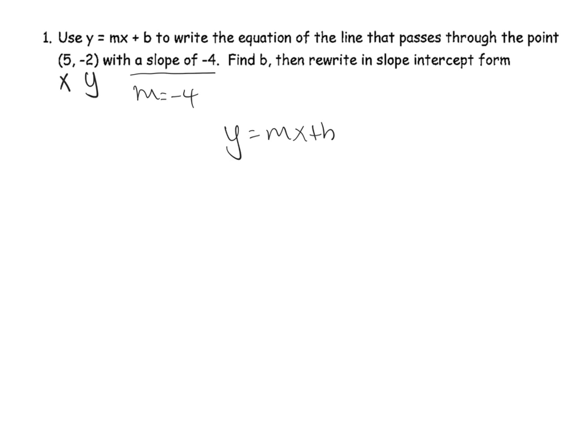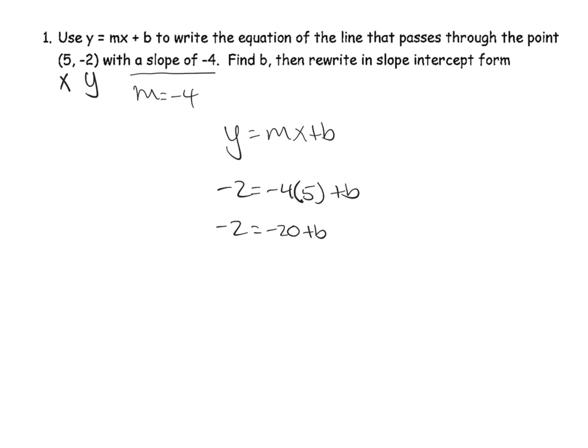So what's my y? What did we say y was? It's negative 2. So negative 2 equals, and what's my m? Negative 4, times, what's my x? 5, plus b. Negative 2 equals, how can I simplify that? What's negative 4 times 5? Negative 20, plus b.